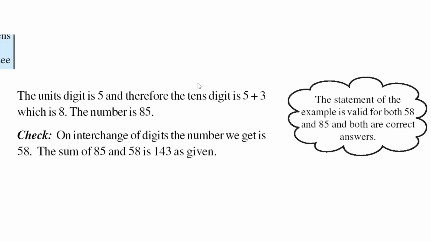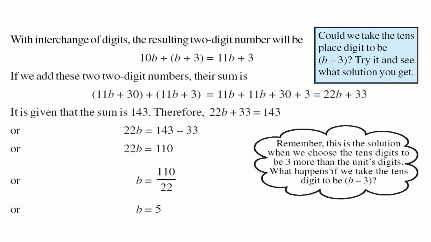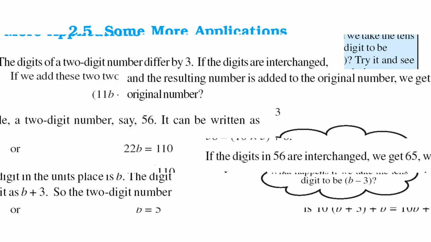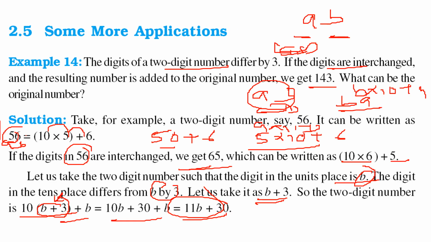Now the question arises is, why have we not taken one as b and one as b minus 3? See, this solution, when we choose the tens digit to be 3 more than the unit digit, if we take b minus 3, the question becomes, say, I'm just giving you an example, that if we have a and b, we have already found out by this. So if I just take 56, then I take one other than the other.